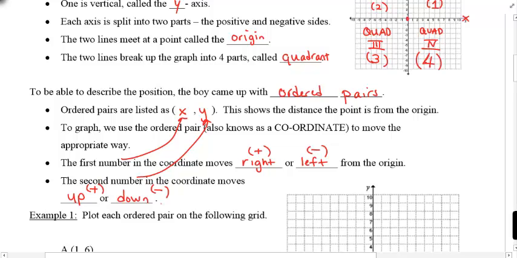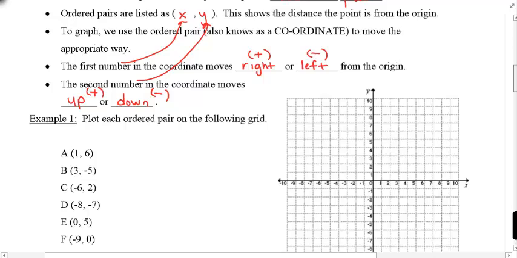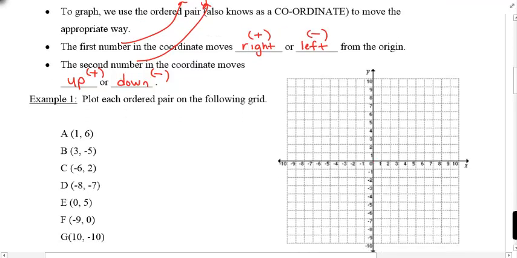As example number 1, I just want you to plot these points to make sure we can use the coordinate grid properly. I'll plot one or two of them, and then I want you to try the next on your own. (1, 6) is the point A. Starting at the origin, our first number, 1, means going 1 to the right. The next number, 6, is up or down. Because 6 is positive, we go up. So here is the point A. That's (1, 6).